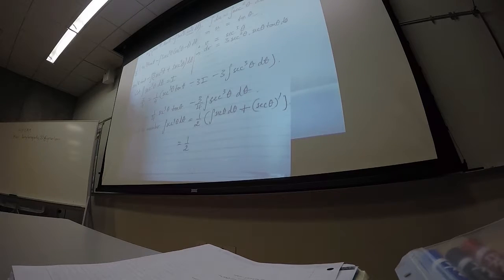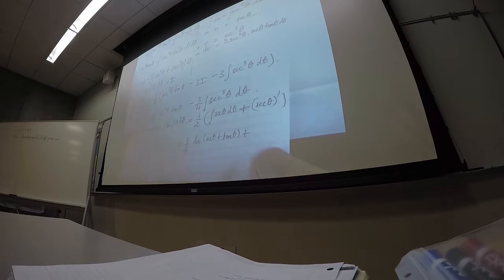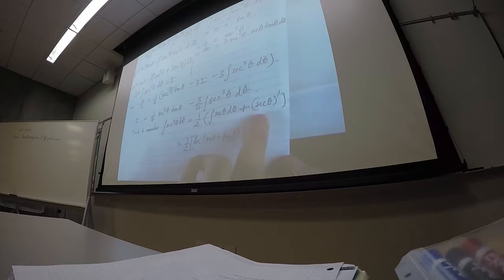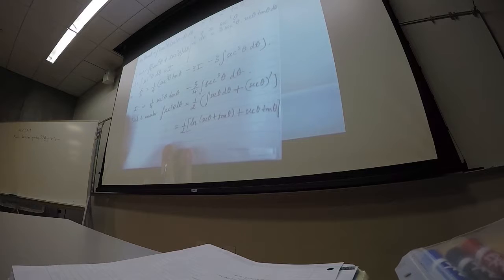So what is the antiderivative of secant theta d theta? Ln of secant theta plus tangent theta, right? What is the derivative of secant theta? The derivative of secant theta is secant theta tangent theta. Alright? So there you go. That is the integral of secant cubed theta d theta equal to this result.